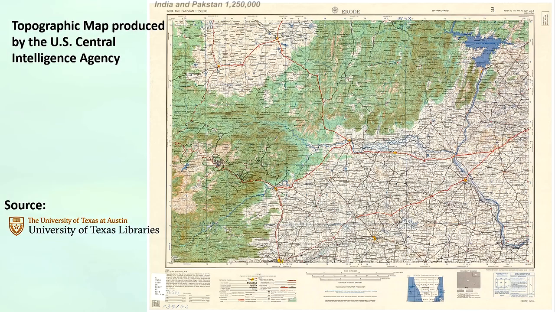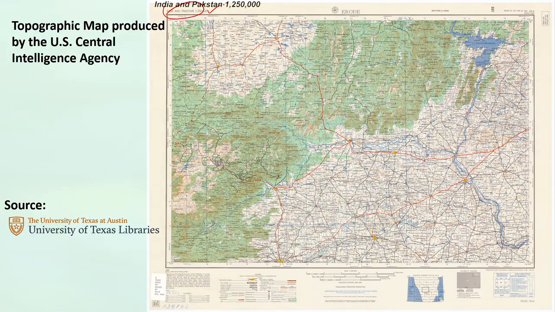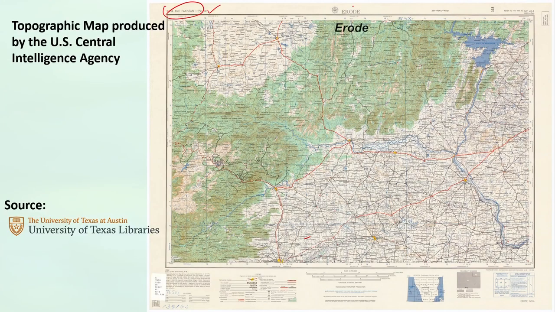First, look at this screen. It is a kind of topographic sheet showing the area of some part of India and Pakistan. Scale is 1:2.5 lakh. I mean, 1 centimeter in the map, wherever we measure, represents 2.5 lakh on the ground, that is the earth.